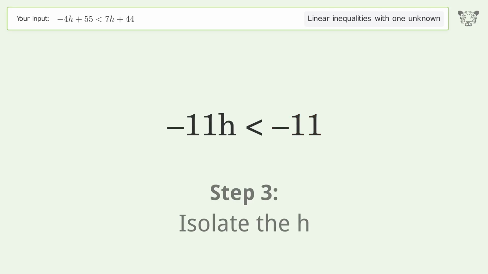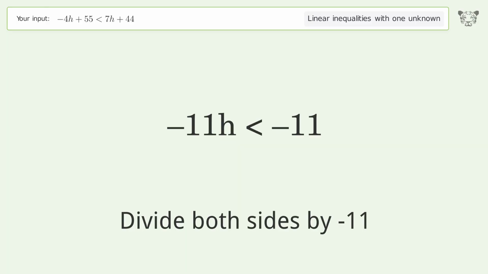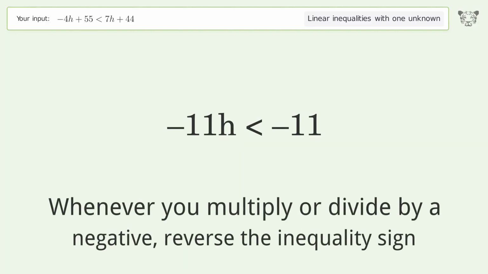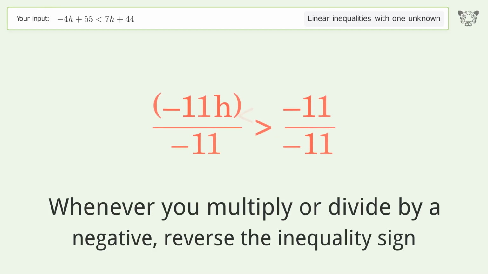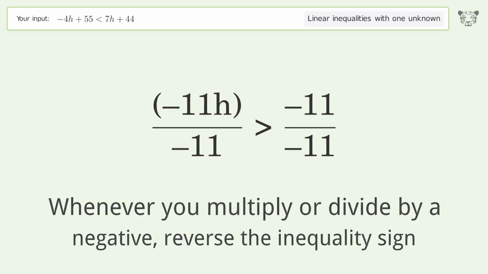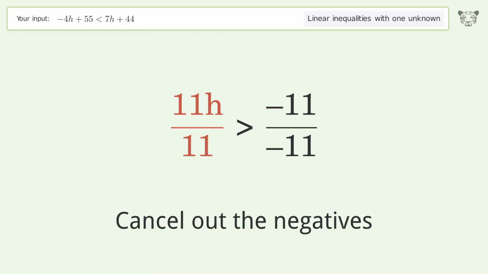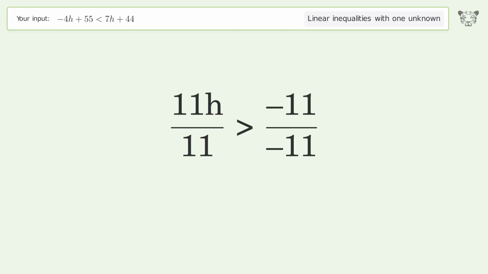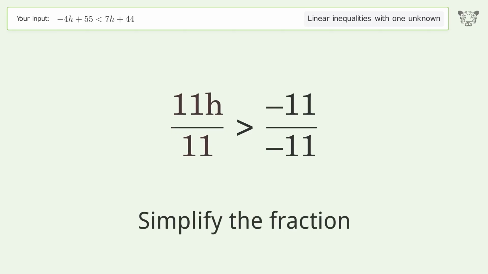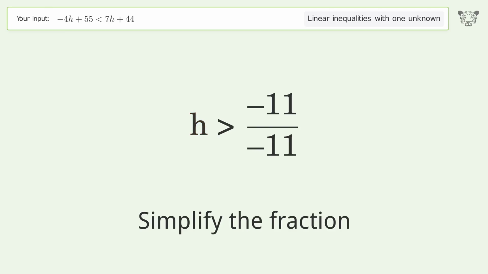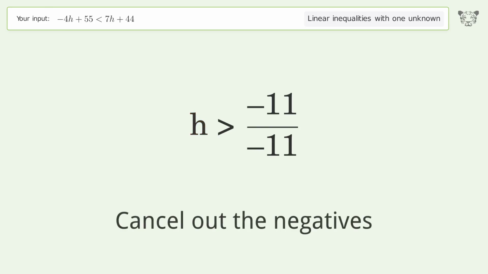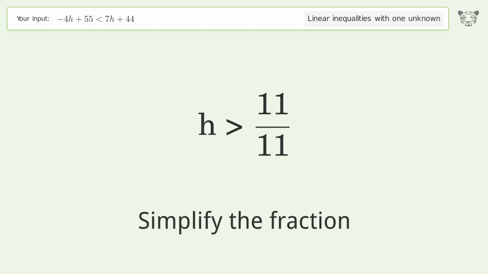Isolate the h. Divide both sides by -11. Whenever you multiply or divide by a negative, reverse the inequality sign. Cancel out the negatives. Simplify the fraction. Cancel out the negatives. Simplify the fraction.